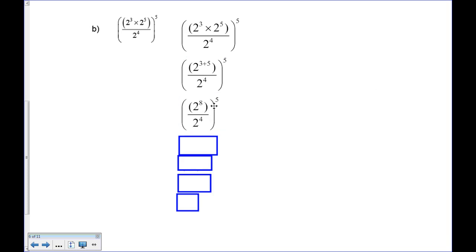Now we're still inside brackets, so 2 to the 8 divided by 2 to the 4. When you divide powers with the same base, we subtract the exponents: 8 minus 4 gives us 2 to the 4. Now that the inside of the brackets is taken care of, I can deal with the power of 5 on the outside. Remember, when you cross brackets, you multiply. So this is 4 times 5, which gives me 2 to the power of 20.